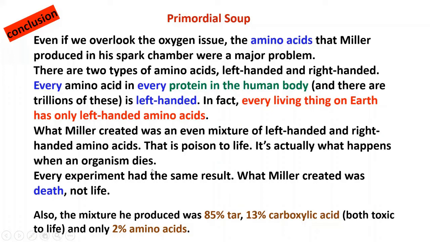So every experiment he conducted had the same result. What Miller created was death, not life. And also the mixture that he produced was 85% tar, 13% carboxylic acid, both toxic to life. It's like inhaling carbon monoxide from your car exhaust pipe. And only 2% amino acids. So the mixture he produced would have killed any life, even if there was life. So don't even talk about the oxygen. The mixture he produced itself would kill the life. So you see, totally impossible.